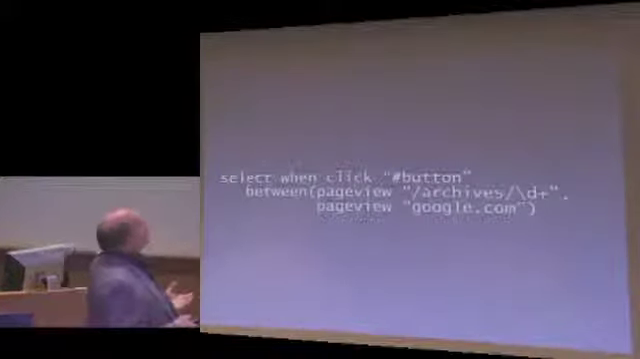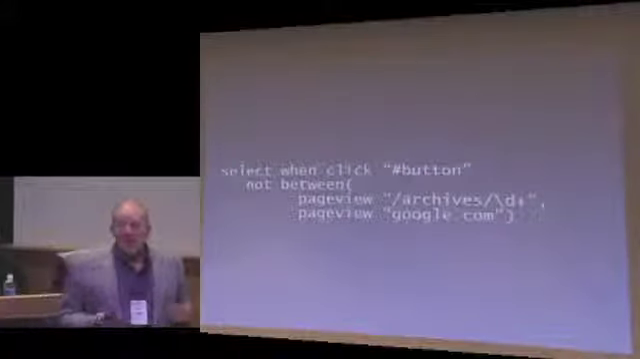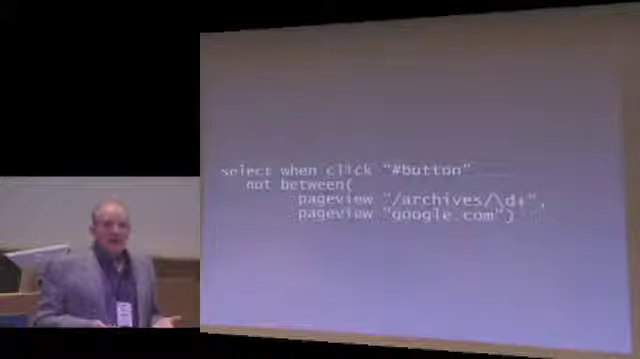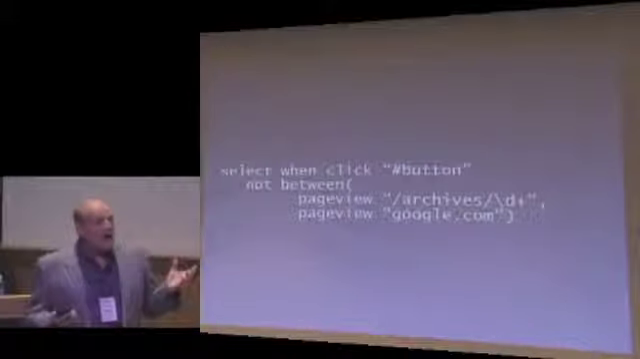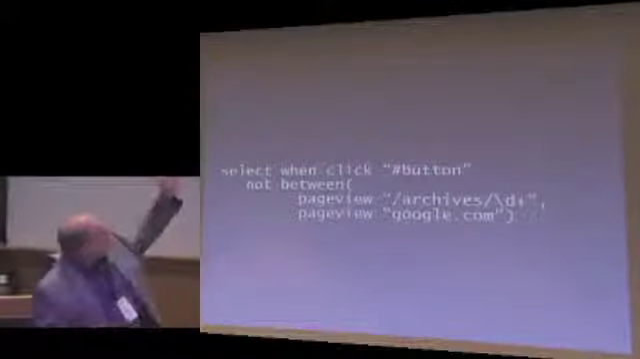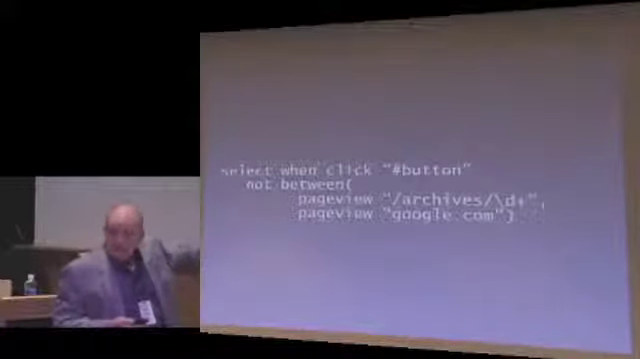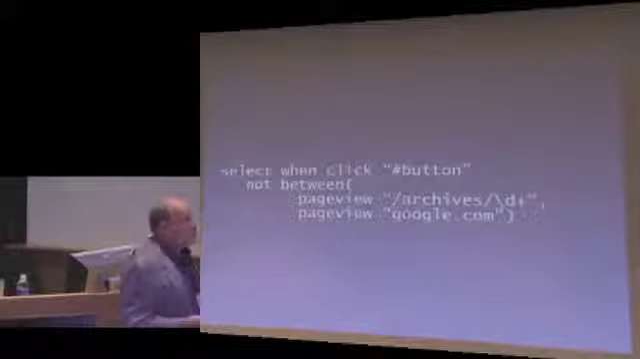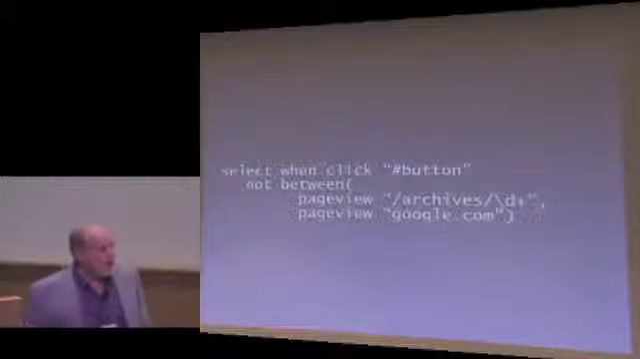We want one event to happen in between two other events. We can also say not between. We can't, in general, say not because it's too open-ended, right? But we can say not between because that's bounded on both sides. So if the user doesn't click the button after going to one page before they go to Google, then we're going to have this. So these are the kind of complex event expressions which are available in KRL now.